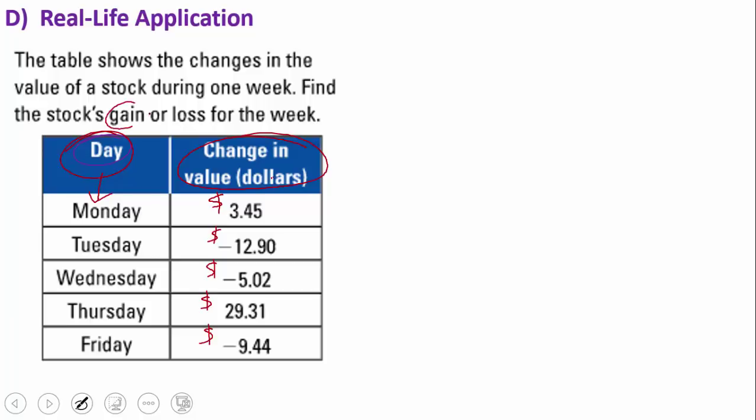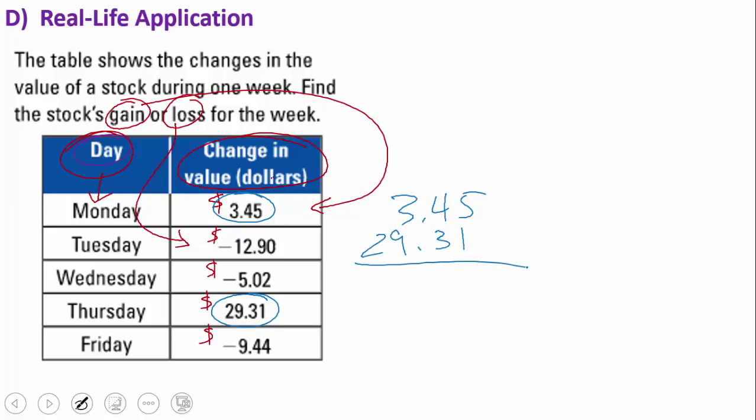Well, what would represent a gain? Probably something that's positive, right? And a loss would be represented by something that is negative. All right, well, my protocol, and it may not be yours, I like to add all the positives together first, all the negatives together second. So I'm going to take 3.45, and I'm going to add that to 29.31. Now some people might say, hey, you put the smaller number on top. Makes no difference when you line up the decimals, putting the place values in the proper place. All right, bring down the decimal into the answer, and you have 32.76.